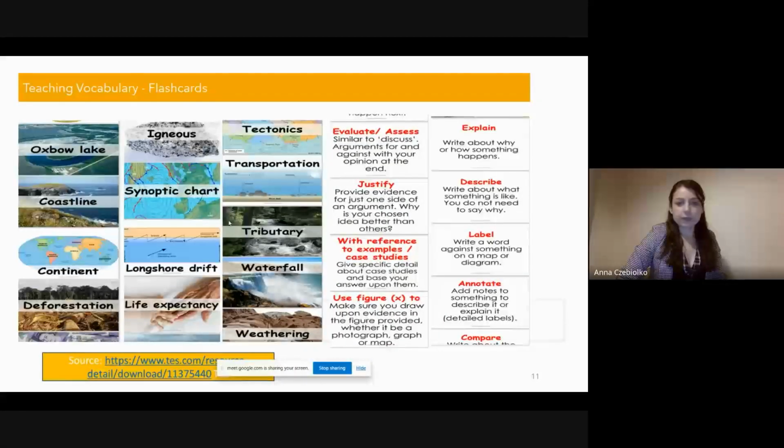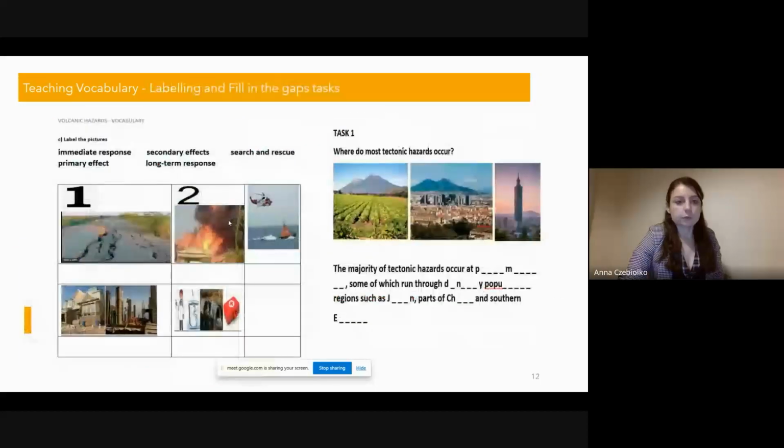Another way is using flashcards. So obviously we've got that visualized presentation. Here we have key vocabulary to remind. And again, it's just having that prompt during the lesson that students can refer to vocabulary as they see it. So, labeling and fill in the gaps tasks.